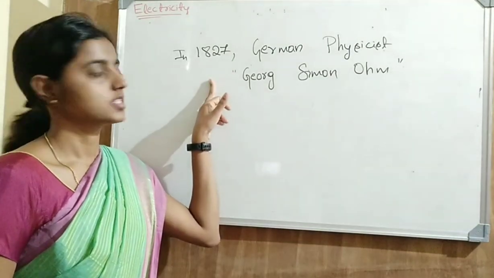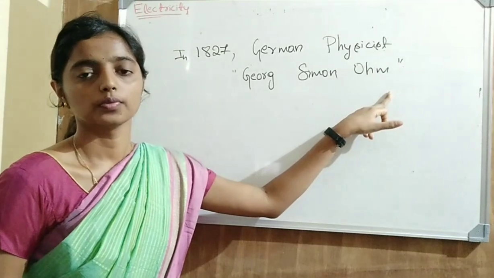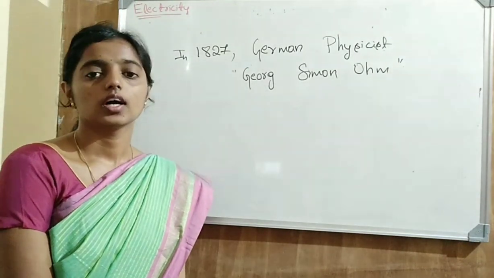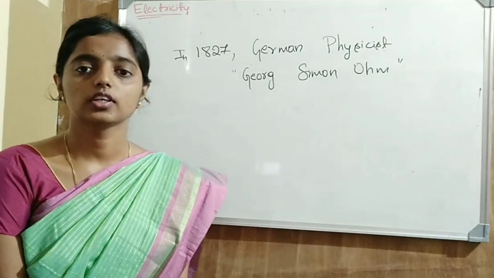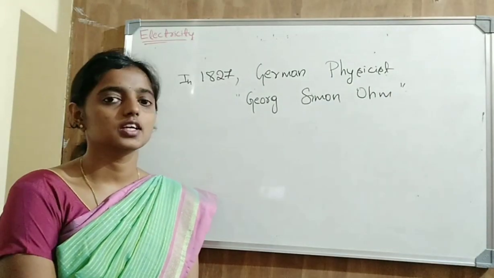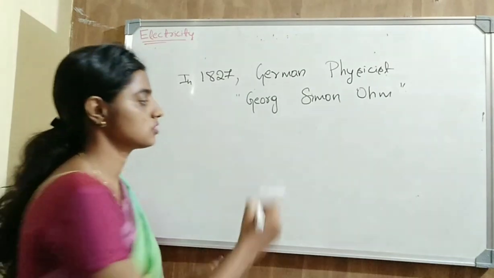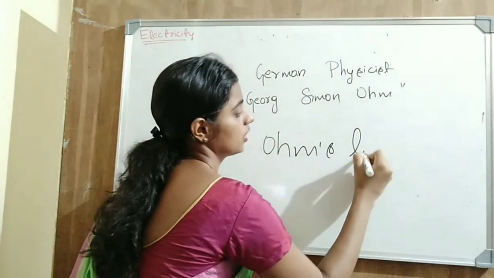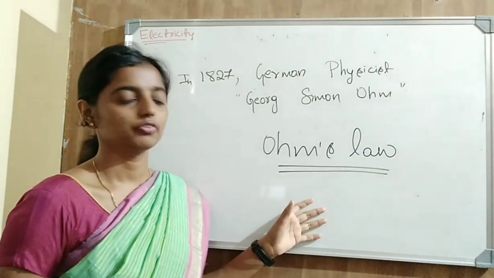In 1827, German physicist Georg Simon Ohm found out the relationship between the current through a conductor and the potential difference across its terminals. Hence, this theory is named after him and called Ohm's Law. Ohm's Law is an important topic in this chapter.